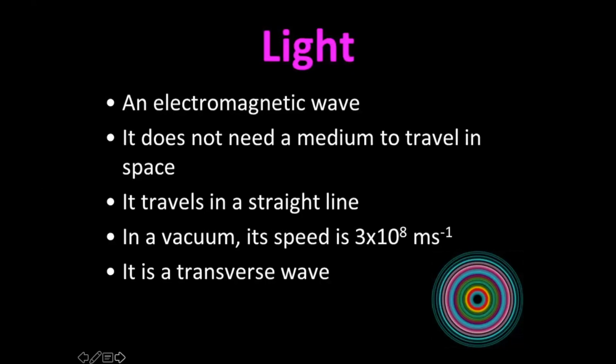So, light is an electromagnetic wave. It does not need any medium to travel in space. It travels in a straight line, and the speed of light in vacuum is 3 × 10^8 meter per second. It is a transverse wave.